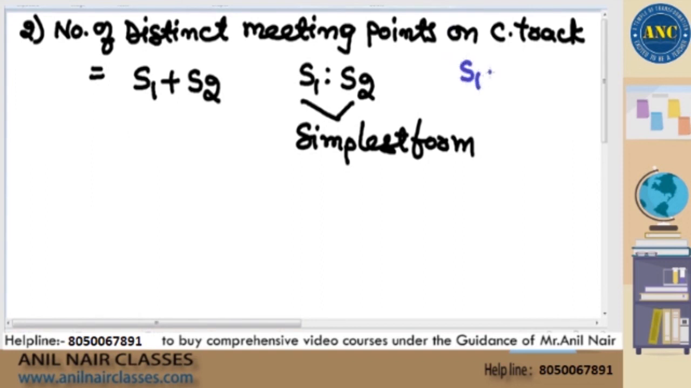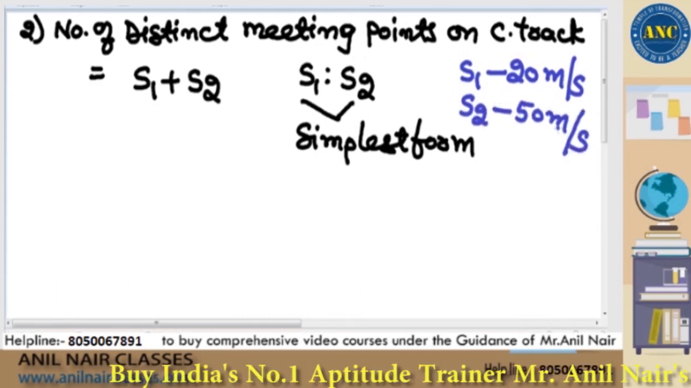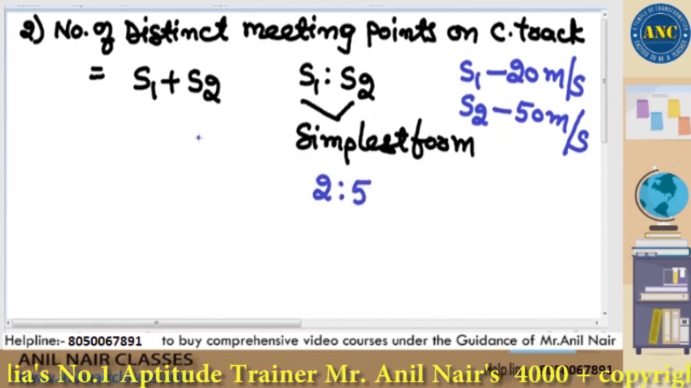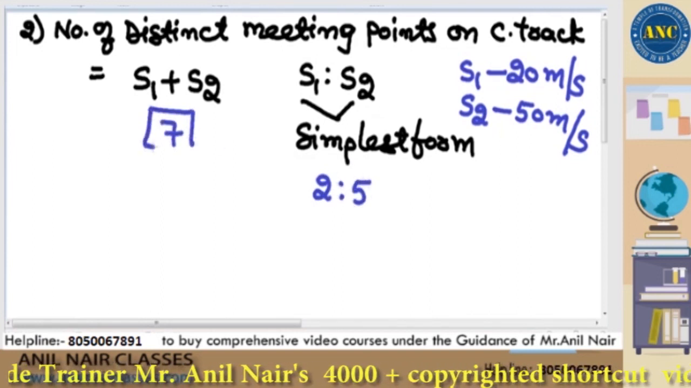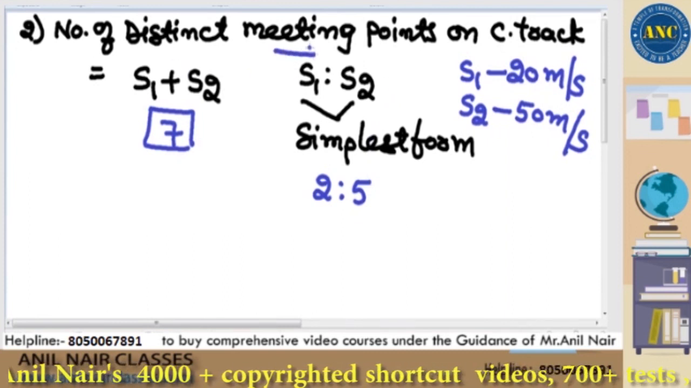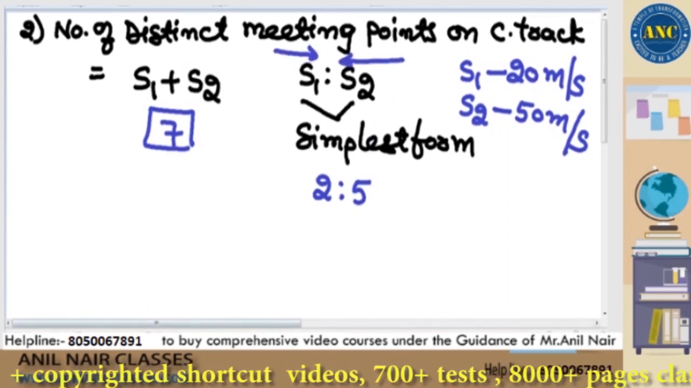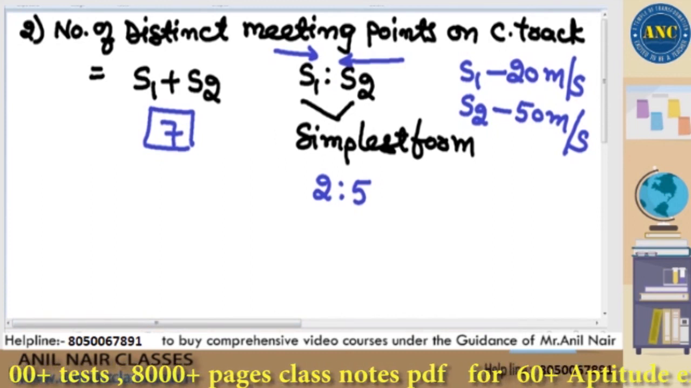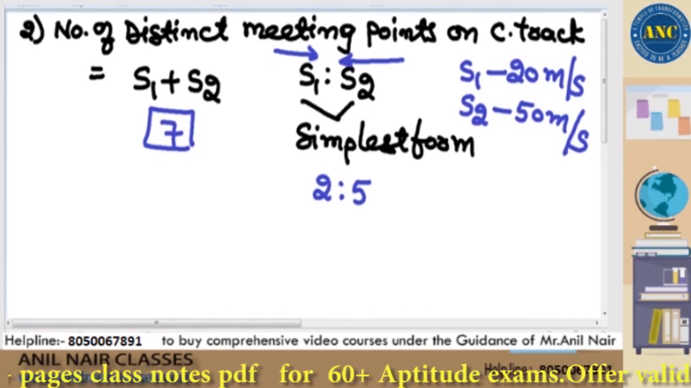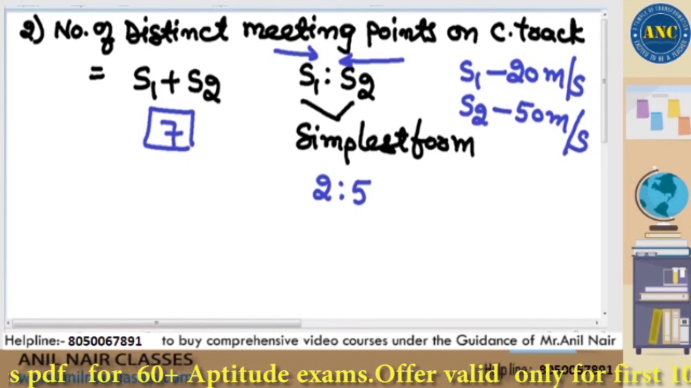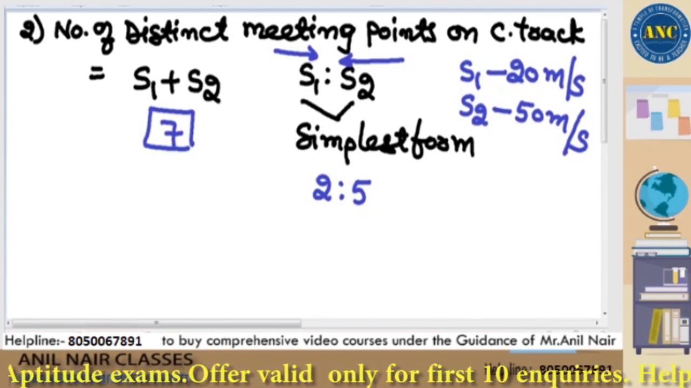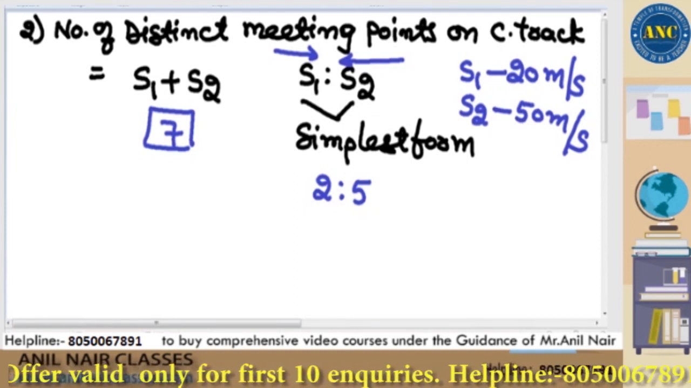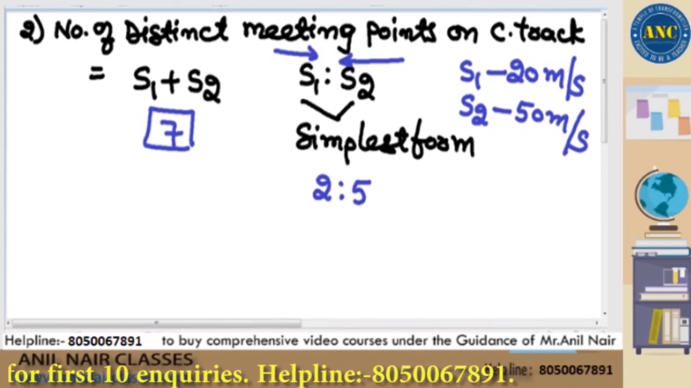In the question, S1 is 20 meters per second, S2 is 50 meters per second, so the ratio is 2:5. 2 plus 5 will be 7. Number of distinct meeting points is 7. Both are traveling in the opposite direction. This is not an analogy, this is an extension of the relative speed concept.